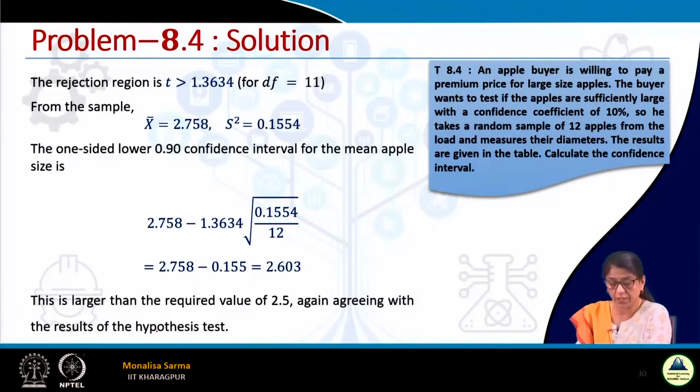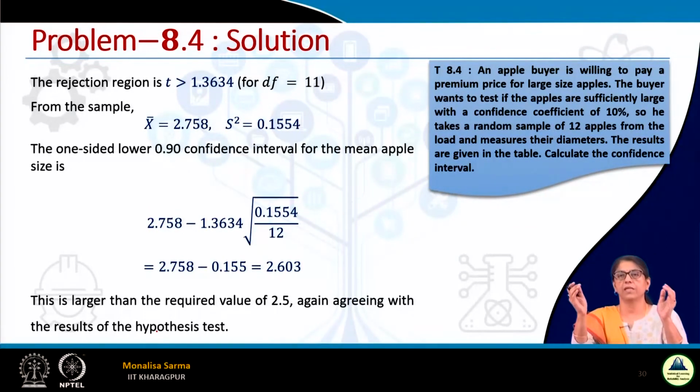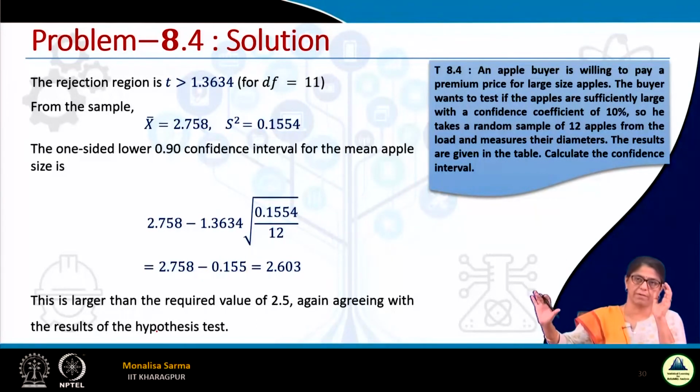So here, the buyer is not interested in finding out a range. He is interested in finding out if the size of the apples is greater. Try to understand very carefully. If the size of the apple is more, then he will pay the premium price. So in this case, he will definitely not want to find out in what range the size of the apples lies. He wants bigger apples, the bigger the better. So in that case, he will just find out the lower confidence interval, because the apple can be how small from the sample? The bigger the better. So he doesn't want to consider the upper confidence interval. He will just find out the lower confidence interval.